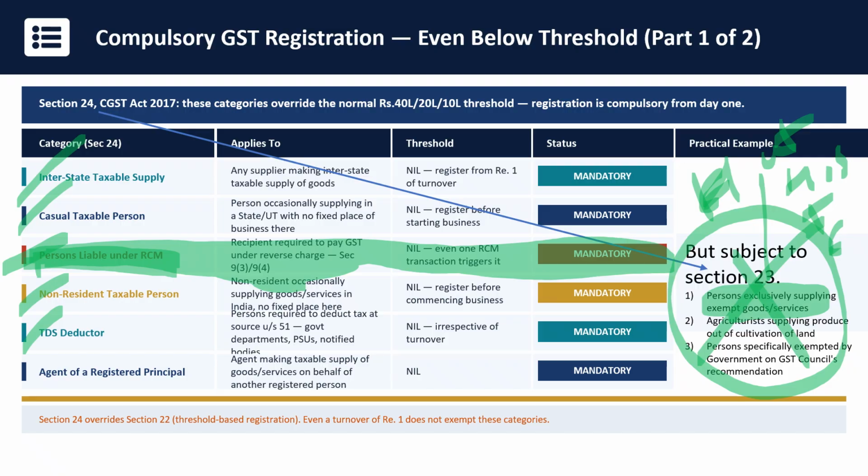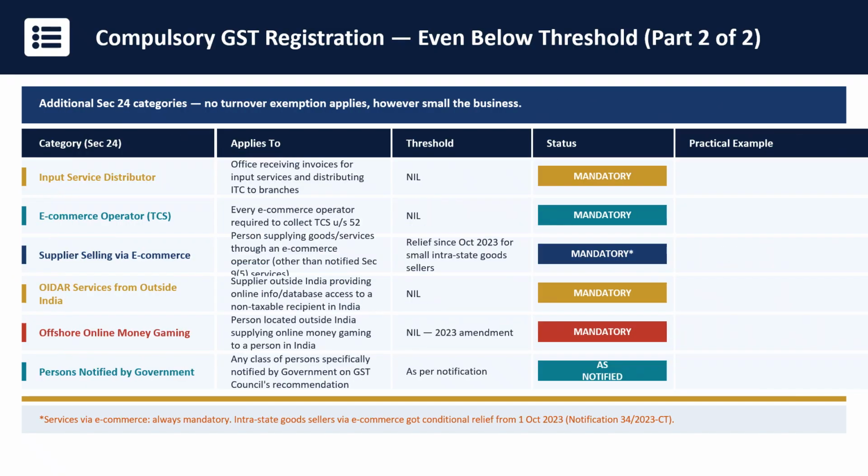A few government departments have to take a GST registration, and deduct TDS under the GST law also. If you are a TDS deductor under those sections, you need to take registration irrespective of your turnover limits, and then the agent of the registered principal. In all these situations, and there are a few other additional sections also: the input service distributor, e-commerce operator and the OIDAR services. All these service recipients, irrespective of their turnover, need to take the registration.